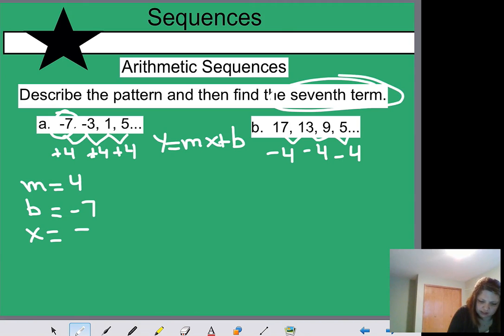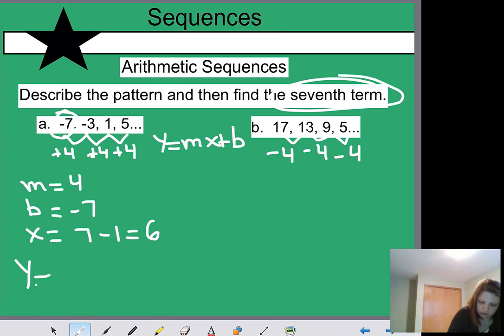So x will be 7. So the common ratio will be 4, b is the first term, and x is 7 minus 1. Okay, so we subtract: x is 7 minus 1. That's how we get this term in order to get the calculation of the 7th, which is 6.